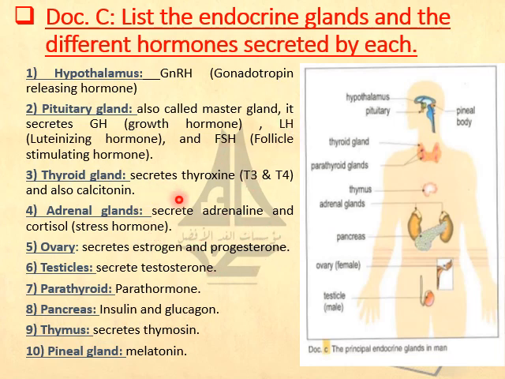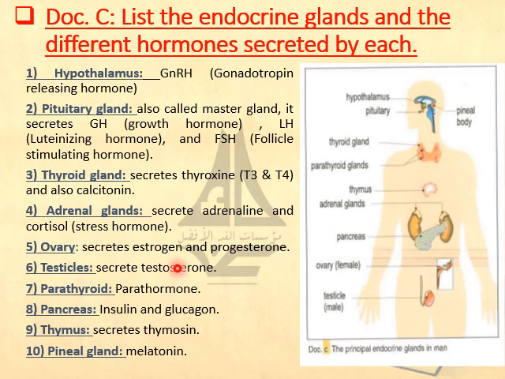I'm mentioning a simple explanation about each hormone. You are not responsible to study the function of the hormones, just knowledge, but you have to study the endocrine glands that are found inside our body: hypothalamus, pituitary gland, thyroid gland, adrenal glands, ovary. We have the testicles, okay?